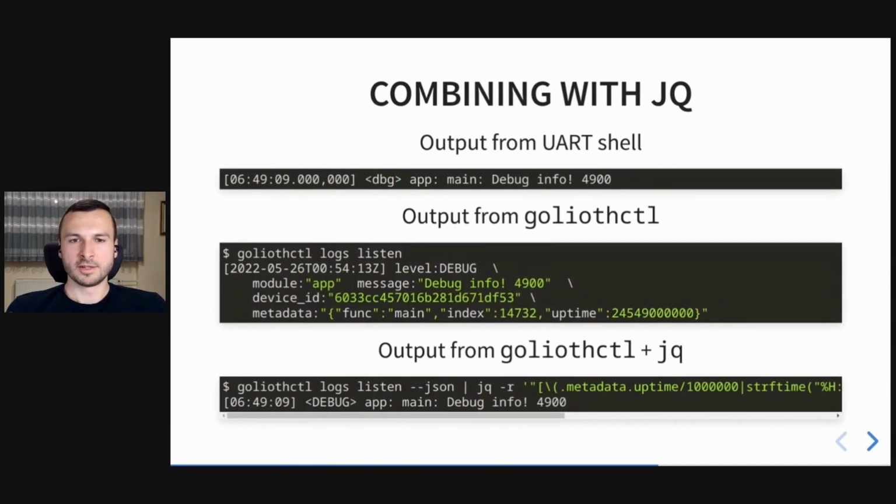And the output from Golioth CTL might not be as user-friendly as the UART output. So here's a quick way to handle that case. The Golioth CTL logs listen command allows outputting everything in JSON. And we can use a Linux pipe in order to pass this JSON structure to the jq utility. And using jq, we can format the string in a similar way as it is formatted in the UART output.